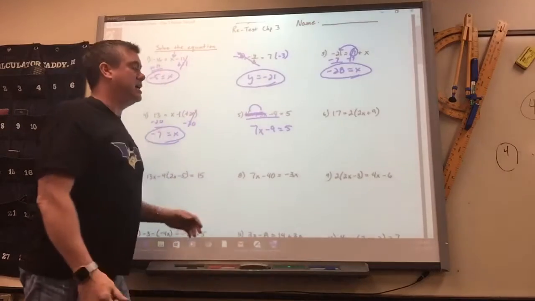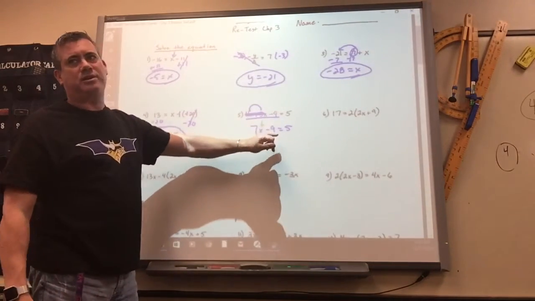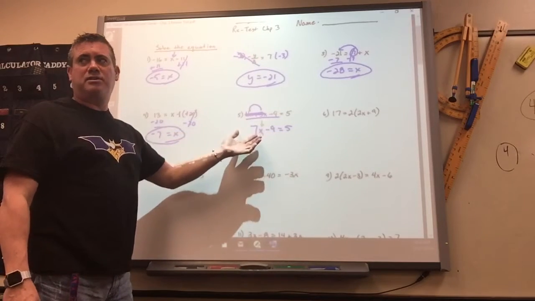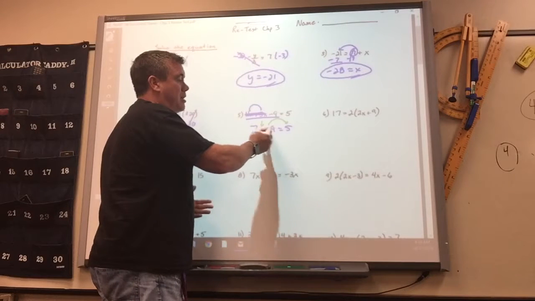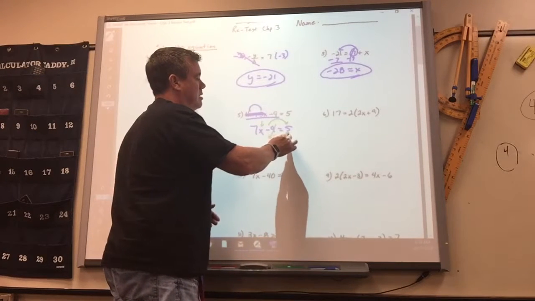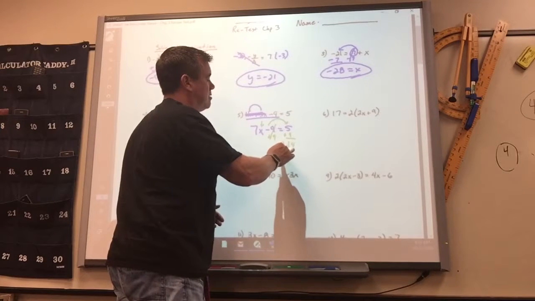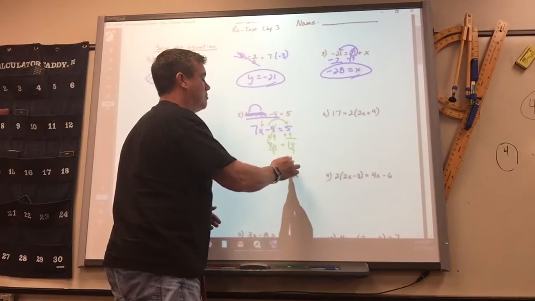So now, to get the x by itself, remember you get rid of anything not hooked to the x first. Anything hooked to the x gets rid of last. So to get this over with the other number, it's a plus or a minus, so you do the opposite, you plus. Do the same to the other side. Then divide by 7, and you get 2.